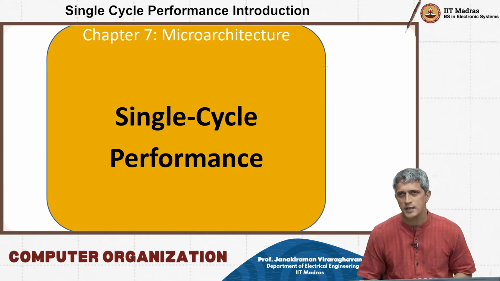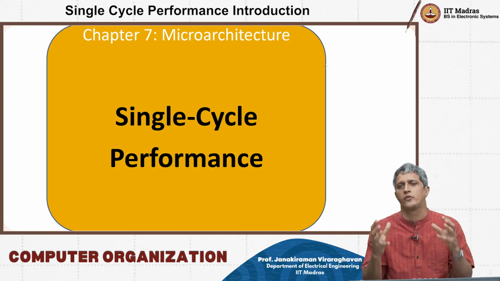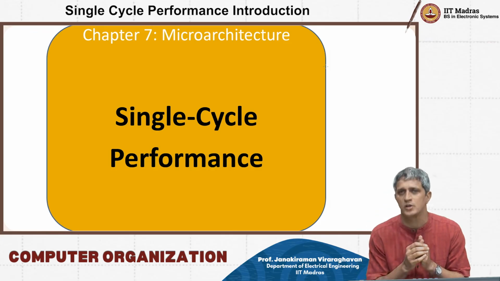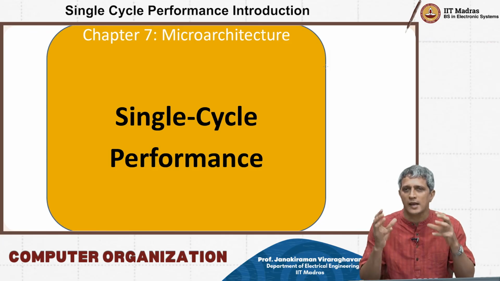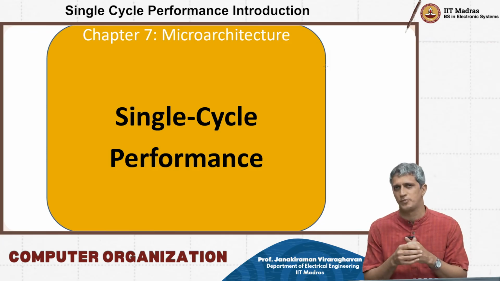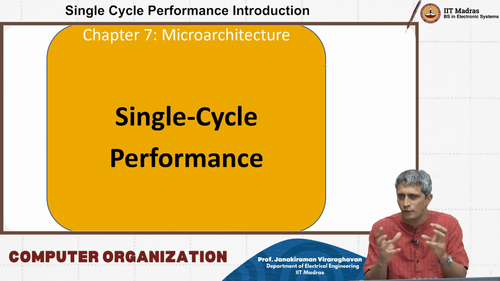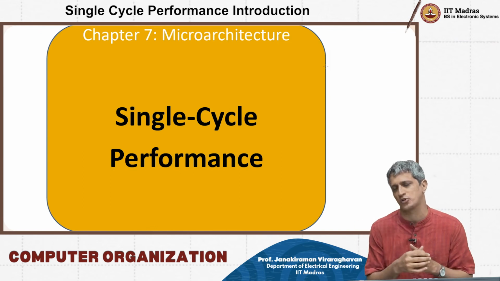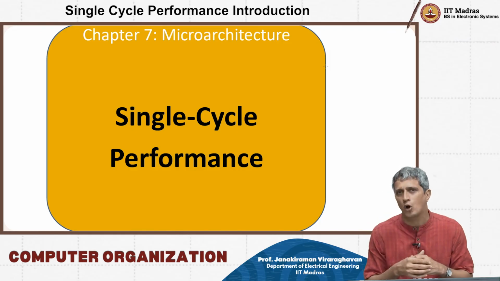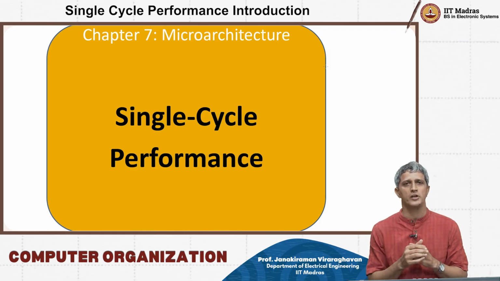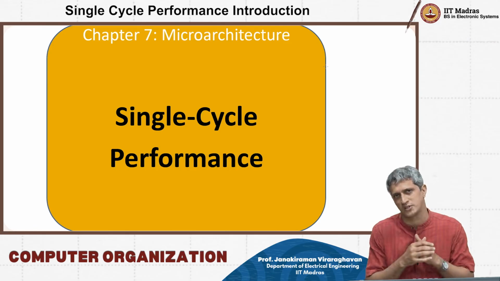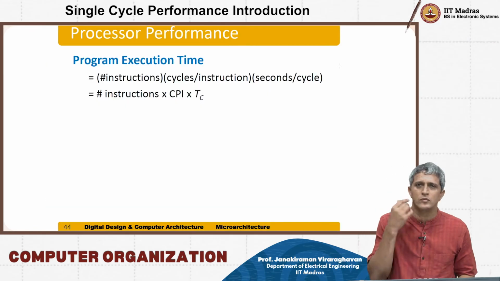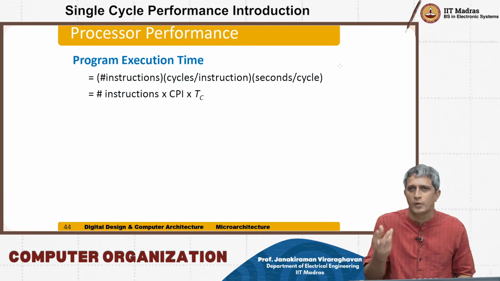So having studied the construction of a simple RISC V processor for a small subset of instructions, but a very representative set of instructions which basically capture the essence of all kinds of instructions that are needed in the RISC V processor, let us now move on to analyzing the performance of a single cycle processor like RISC V that we just implemented. So how do we quantify the performance?